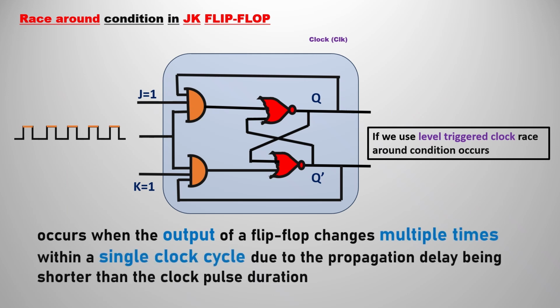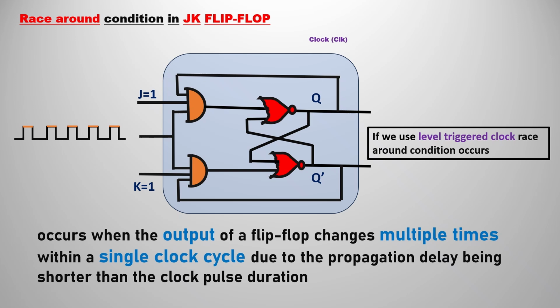So next thing is race around condition in JK flip-flop. What is meant by race around condition? I hope you might have heard about this condition in your classes. Let's see what it means. This is the JK flip-flop that we already saw. I have not drawn the clock transition circuit over there, because we are going to pass a level triggered clock.